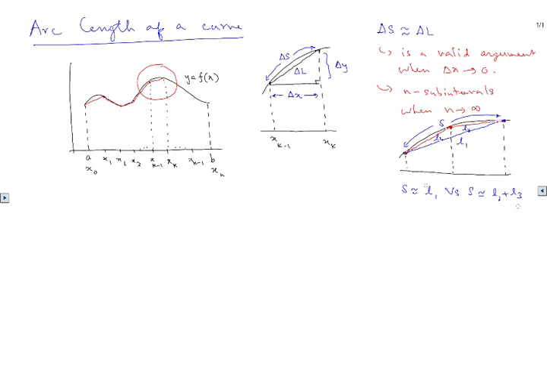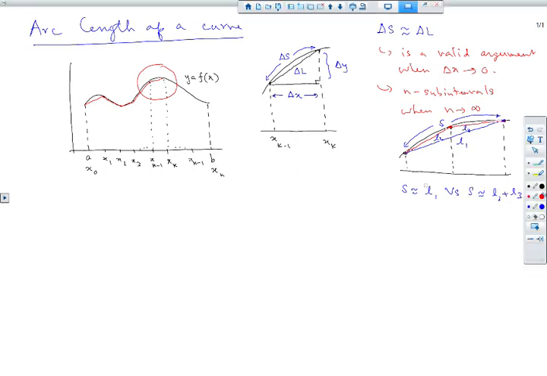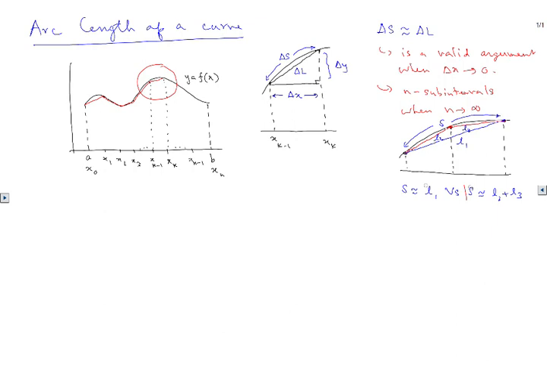You can see that this situation is much better because the error is very small. So that's exactly what happens. When you cut into more and more pieces, the error gets smaller and smaller. That means when you have more cuts or more subintervals, that's a valid argument that you're going to get the arc length. So that's exactly what we are trying to do here.